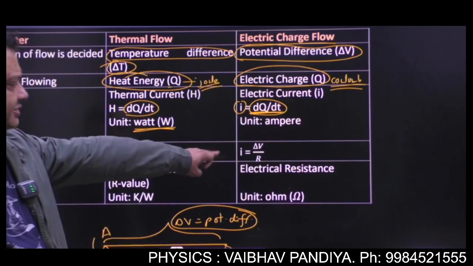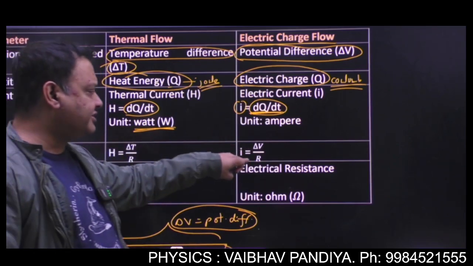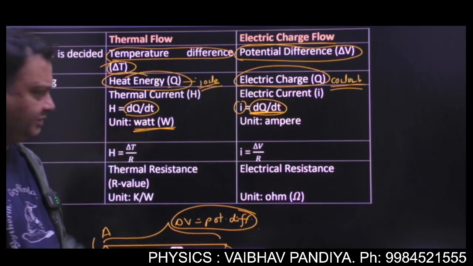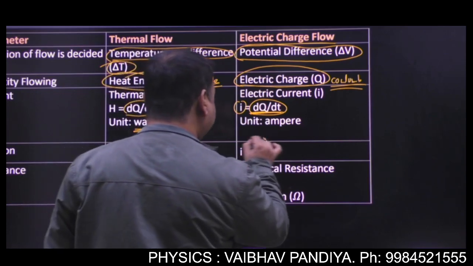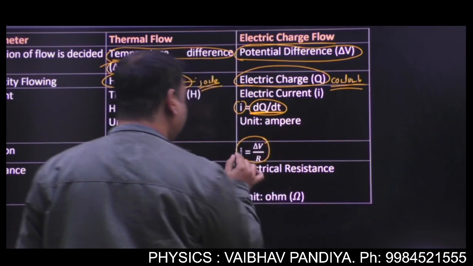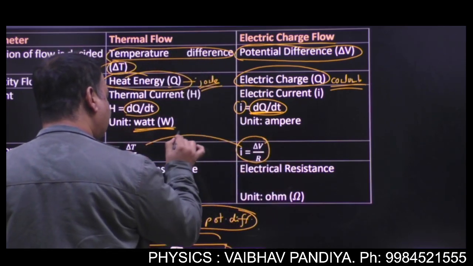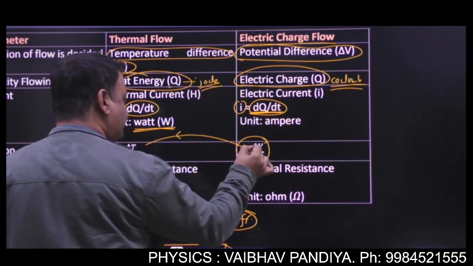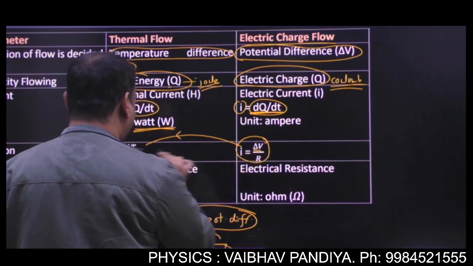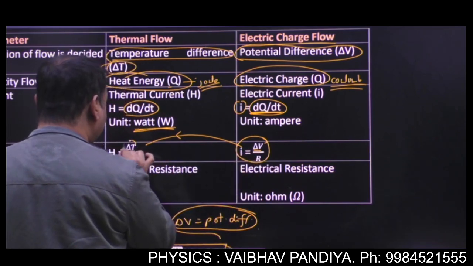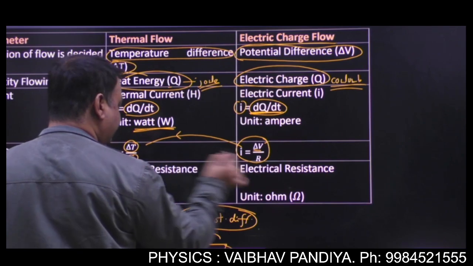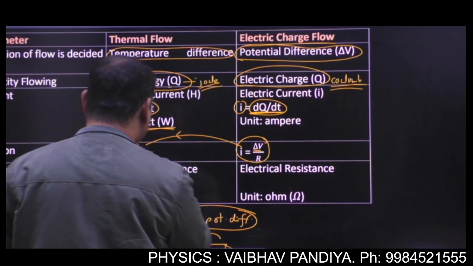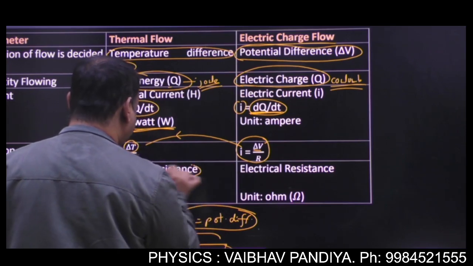We write the electric current as what? Potential difference divided by the resistance. This we have been studying right from the lower classes. The electric current is the potential difference by resistance. Now just think how you write the thermal current, H. So instead of potential difference, what will be appearing in the thermal current? It will be the temperature difference, correct? And R will also be R. Here it is the electrical resistance, here it is the thermal resistance. That is the difference in the name.